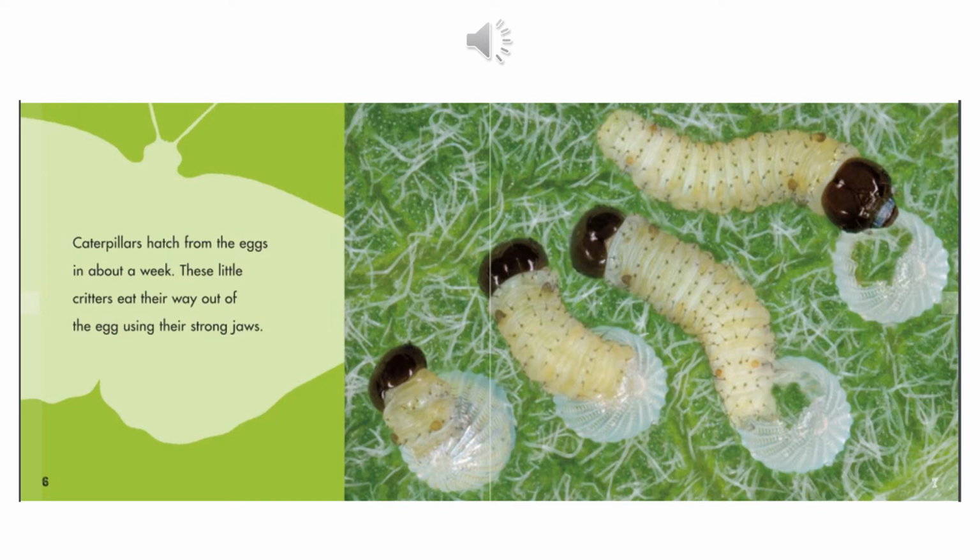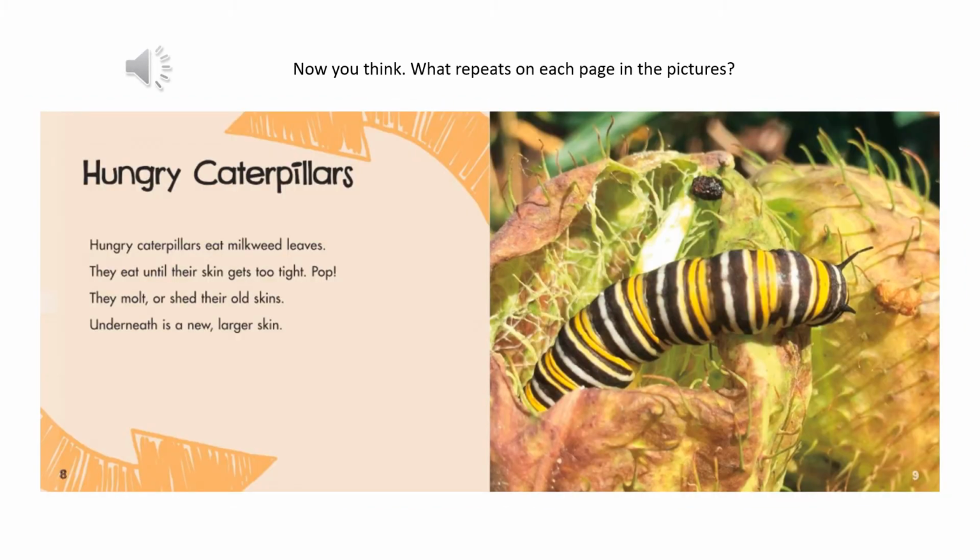Caterpillars hatch from the eggs in about a week. These little critters eat their way out of the egg using their strong jaws. Hungry caterpillars. Hungry caterpillars eat milkweed leaves. They eat until their skin gets too tight. Pop! They molt or shed their old skins. Underneath is a new, larger skin.